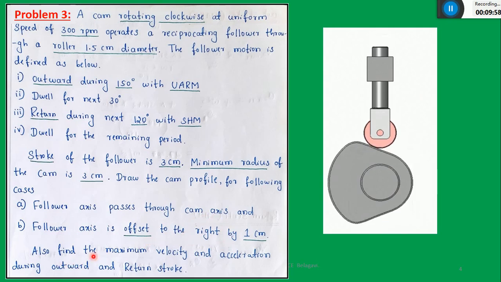Also, you need to find the maximum velocity and acceleration during the outward and return stroke. It is similar to the previous problem. The only change, as you can see here, is that one extra parameter is given, that is a roller. It means the type of follower is a roller type of follower. Please, before you start with the problem, confirm all these things because it is a 20 marks problem. If you make a mistake, for instance taking a knife edge instead of a roller follower, you'll not get any marks. After this, we'll go to the next slide.